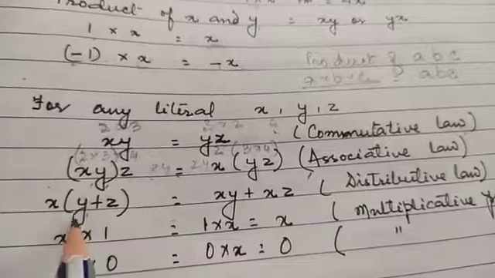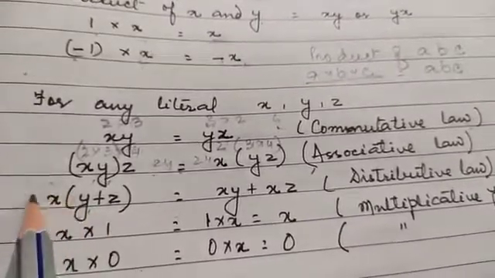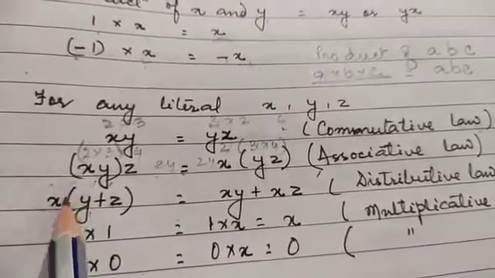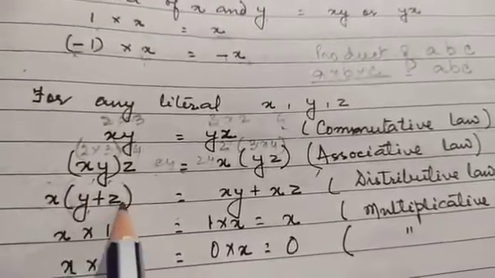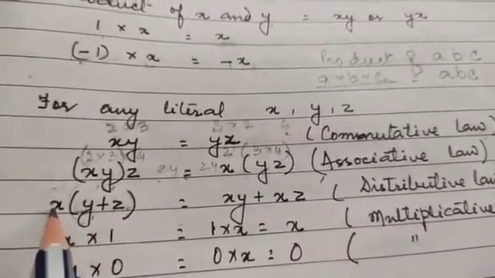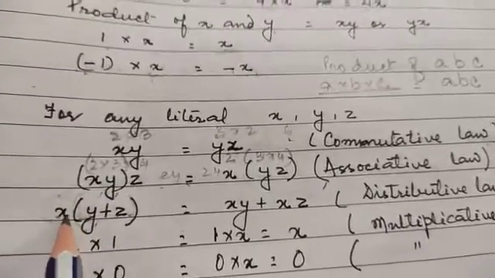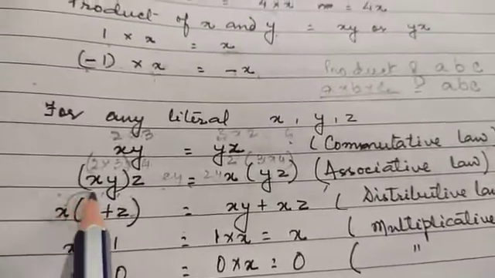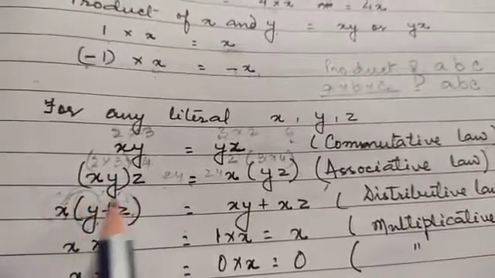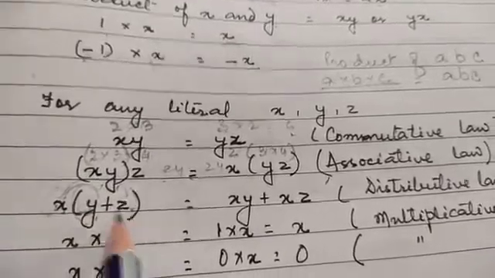Distributive law is if I have two literals added and then multiplied by another literal. These two literals are inside the bracket and we have another literal outside the bracket. That means this literal is being multiplied to the first one and it is also being multiplied to the second one. So this is xy plus xz.